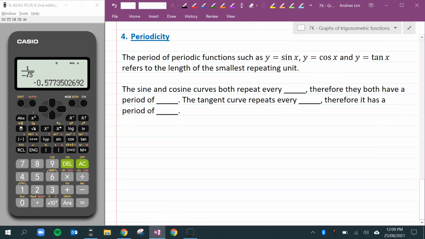This is something nice and simple. The period of periodic functions such as y equals sin x, cosine x, and tangent x refers to the length of the smallest repeating unit. The sine and cosine curves both repeat every 360 degrees. Therefore, they both have a period of 360 degrees. However, the tangent curve repeats every 180 degrees. Therefore, it has a period of 180 degrees.